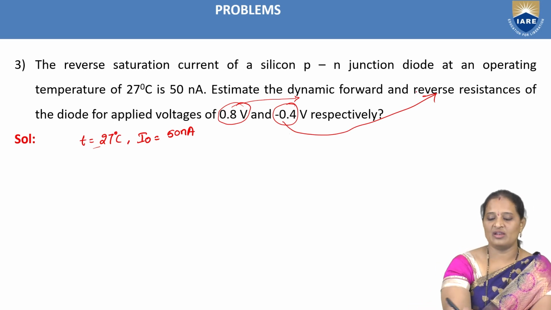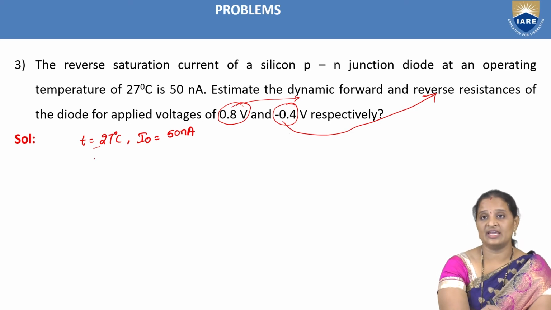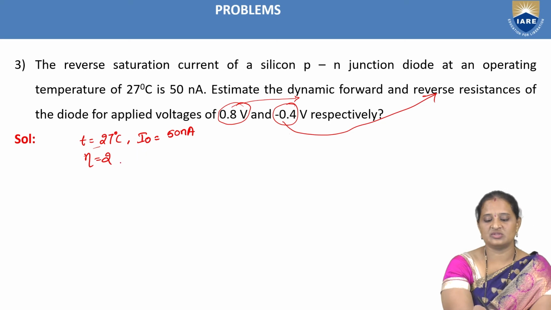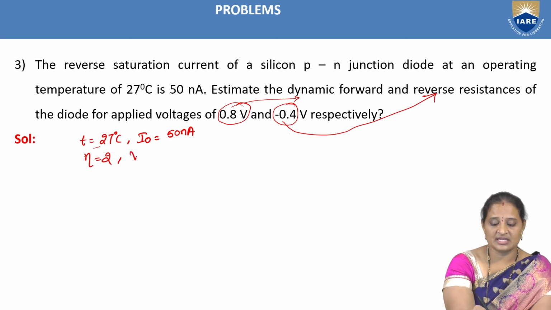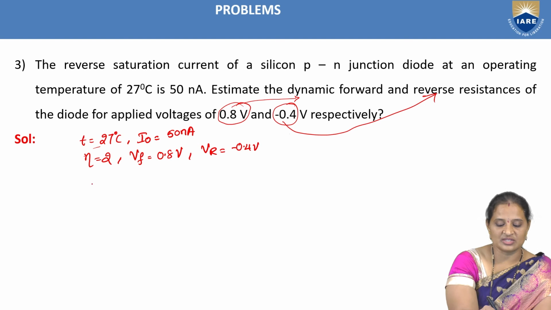So now what are the values given here? He has mentioned that it is a silicon PN junction diode. So eta will be equal to 2, and I naught is 50 nanoamperes. The forward voltage applied to the diode VF is equal to 0.8 volts, and reverse voltage applied to the diode is minus 0.4 volts. Okay, so now he asked us to find small rf and also small rr.